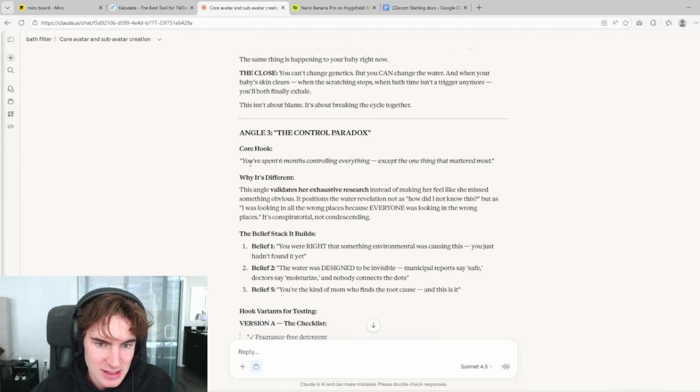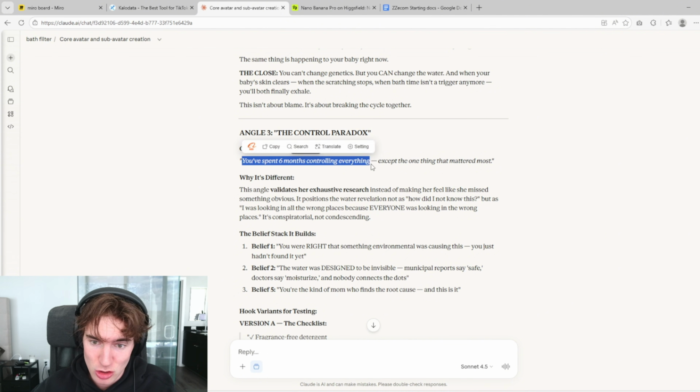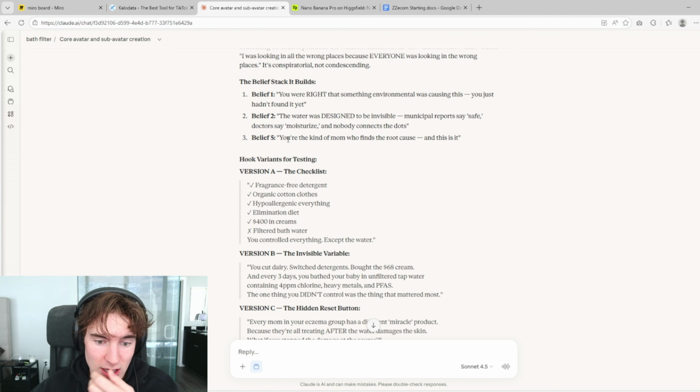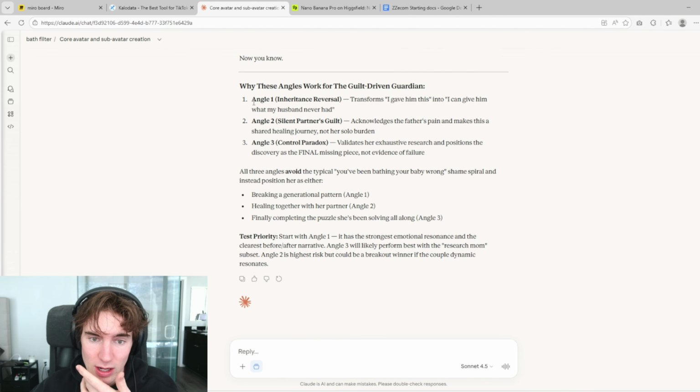And then the next thing is the controlled paradox. You spent 6 months trying to control everything except the one thing that mattered the most. That's another good one as well. I like all 3 of these angles. They're all pretty good angles that I do want to test. I haven't done too much deep diving into the market, but from what I did while planning out this video, I didn't really see any of these angles actually being tested. So these are angles I would like to go after.